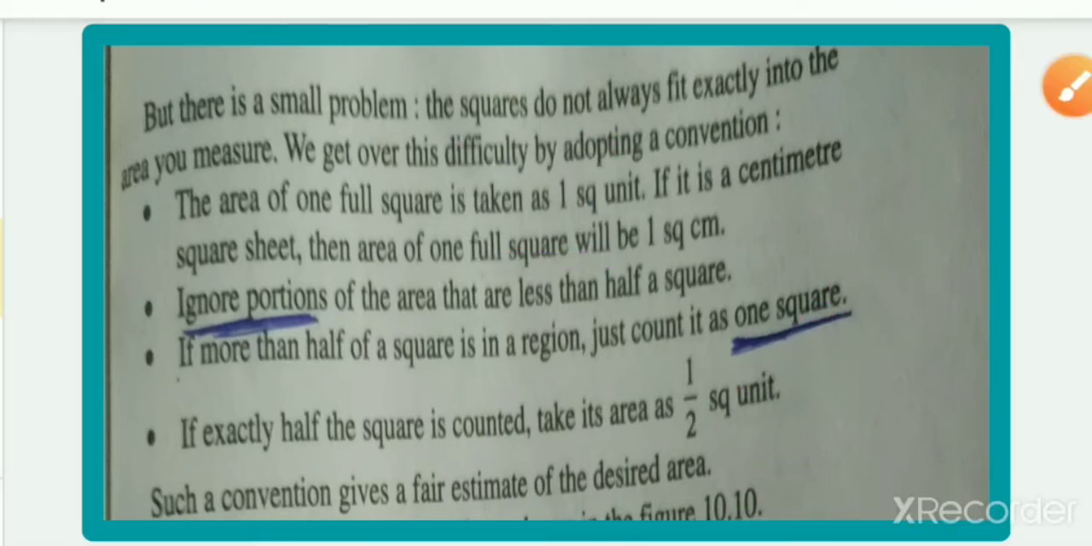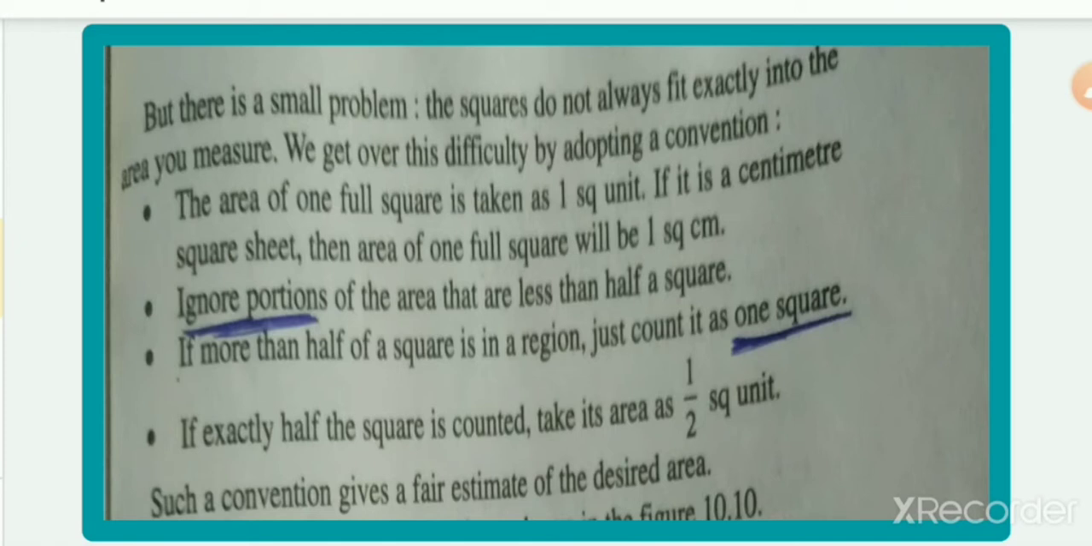Now coming to the third point: if more than half of a square is in a region, just count it as 1 square. It means the portion of the square is more than half, so it is counted as 1 square. Now coming to the last point, which is more important. All the points are important, but the most important you have to fix in your mind are the first one and the last one.